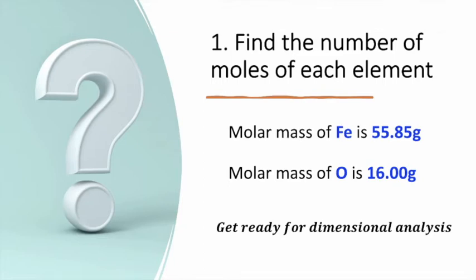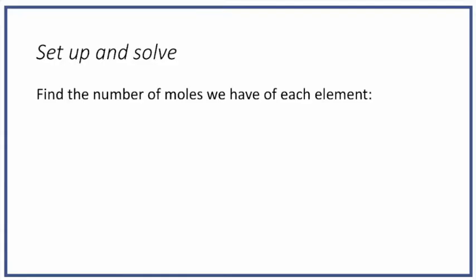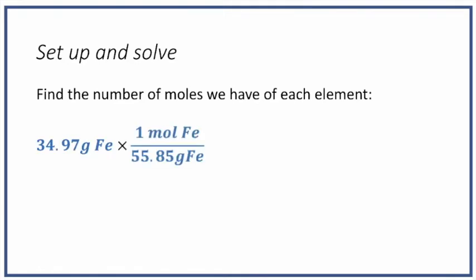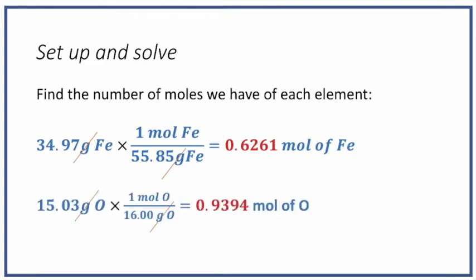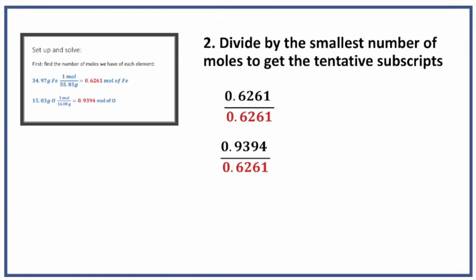We're going to use the molar mass to find the number of moles we have of each element. And we do this using dimensional analysis. Multiply your number of grams by your conversion factor, moles on the top, grams on the bottom. So we have 0.6261 moles of iron and 0.9394 moles of oxygen, and we notice that we have fewer moles of iron. This is going to be our denominator for step 2. Now we're going to divide by the smallest number of moles, which is going to be 0.6261, and this is going to give us tentative subscripts.